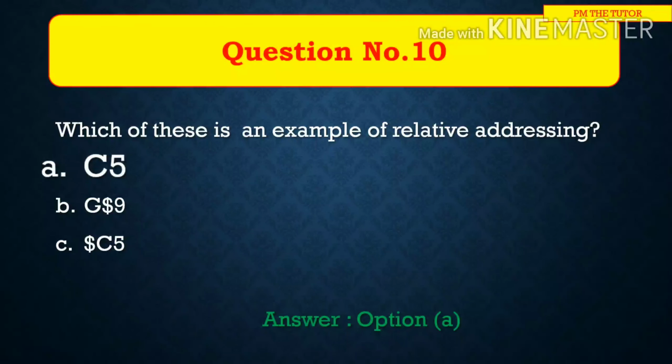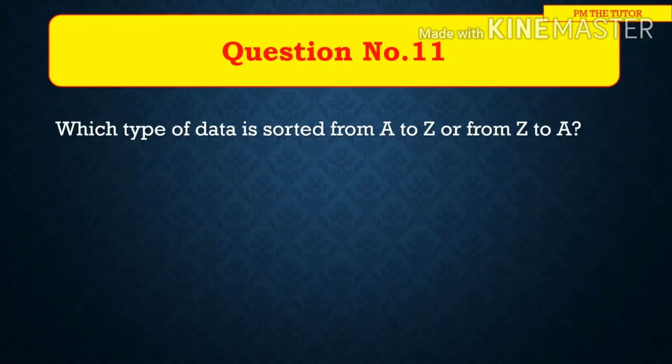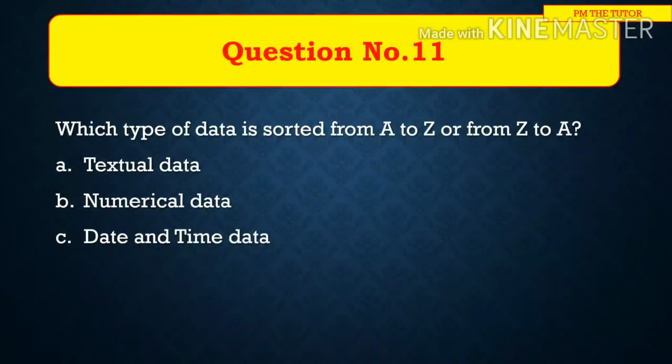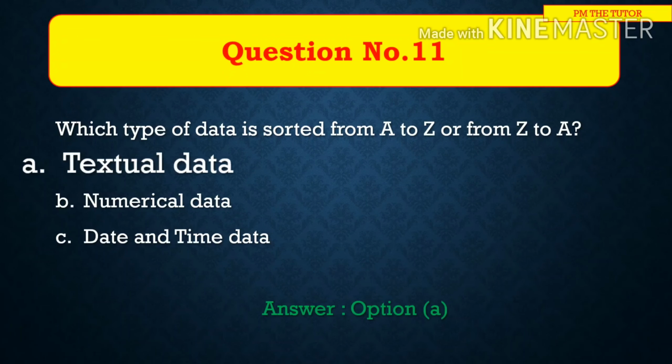Next question, question number 11. Which type of data is sorted from A to Z or from Z to A? Options are textual data, numerical data or date and time data. Right option is option A, that is textual data.